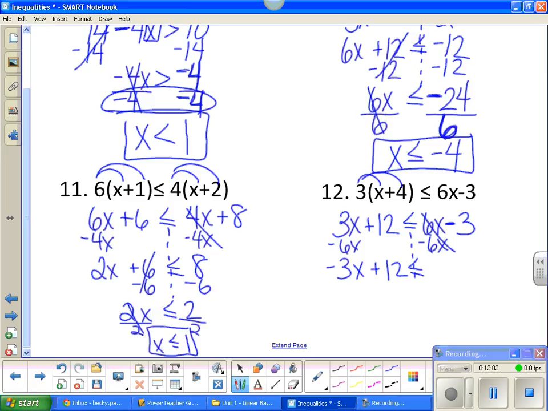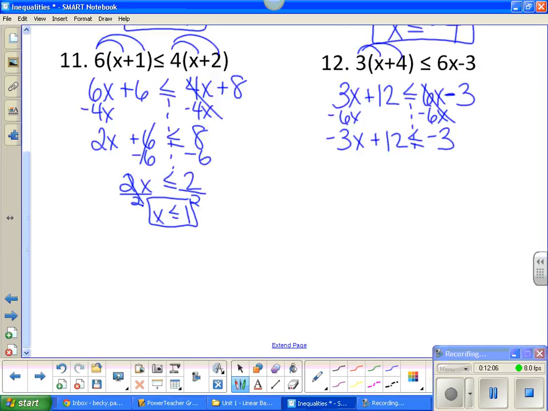And remember that negative belongs to that 3, so don't lose that. And then I'm going to subtract 12 from both sides. Again, no flipping because I'm just subtracting. So negative 3x, bring down my inequality less than or equal to. A negative 3 and a negative 12 gives me a negative 15.